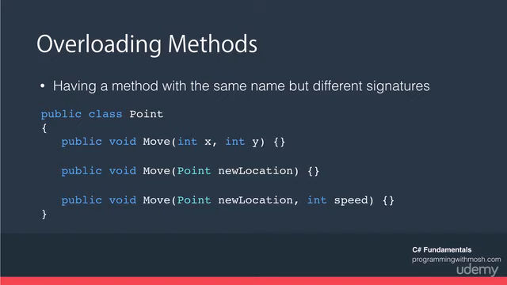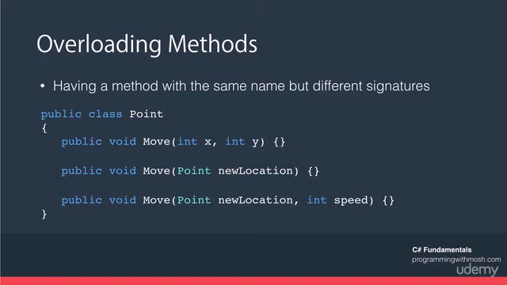So we can have 3 overloads of the move method. One that takes 2 parameters of type integer, which represent an x and y. Another overload can take a point parameter. And with this technique, we make it easier for the consumer of this class to choose the right overload. Maybe sometimes we have 2 integers and it's more handy to call the first method here. At other times, we might have a point object and it would be easier to use the second overload.